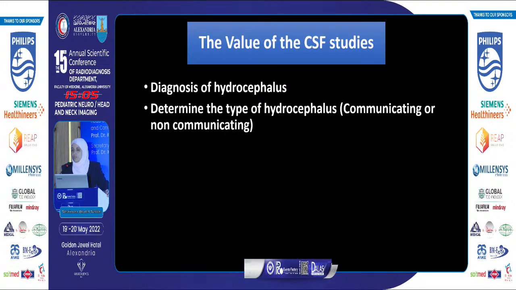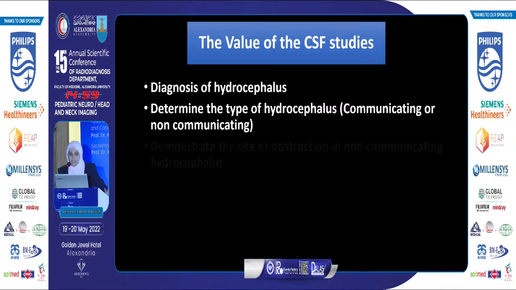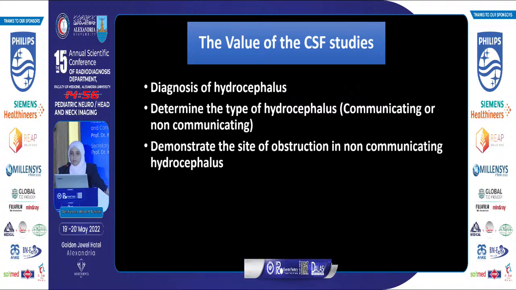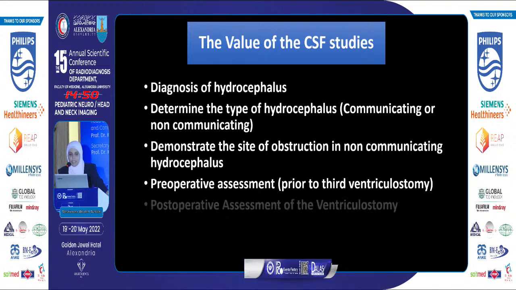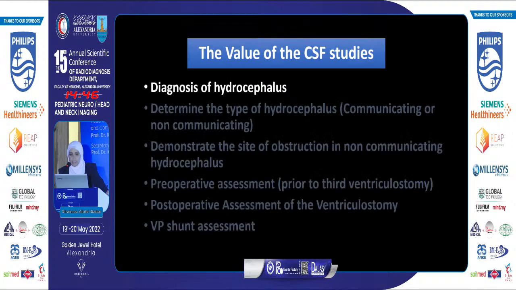So what are the values of CSF flow studies? First, it diagnoses hydrocephalus and also determines the type of hydrocephalus, either communicating or not. Also it demonstrates the site of obstruction in non-communicating hydrocephalus, and it is useful in pre-operative assessment, especially prior to third ventriculostomy, also following the operation, and also for VP shunt assessment.